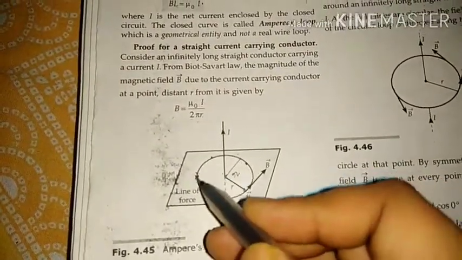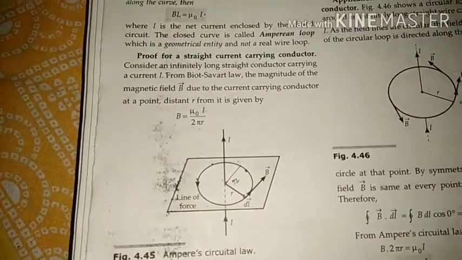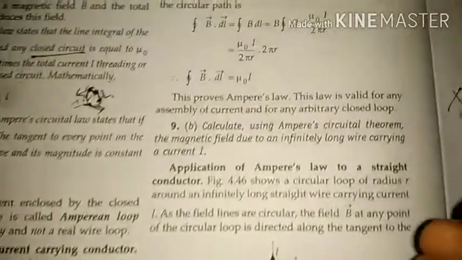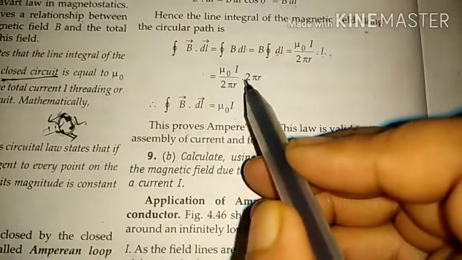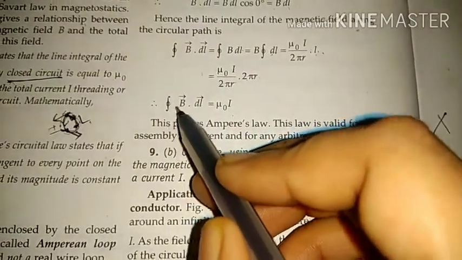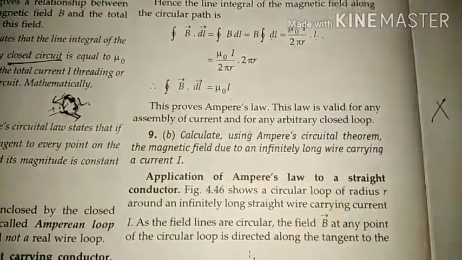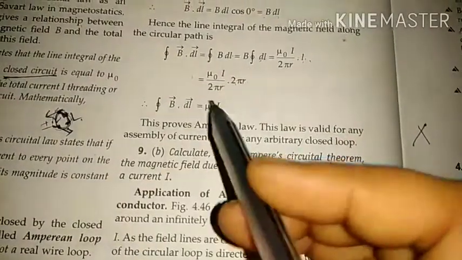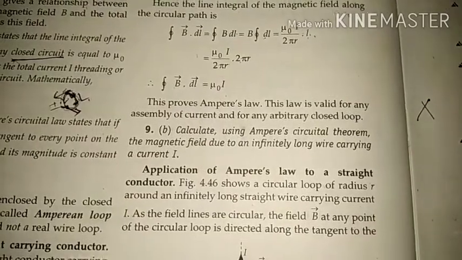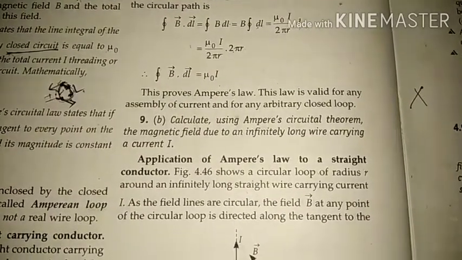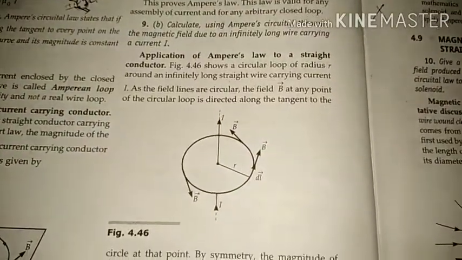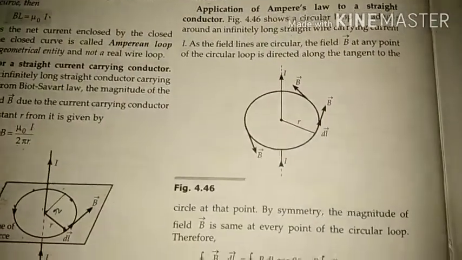L means the total length of this circular loop, that is, the circumference of the loop, which will be 2 pi into r. So in place of L we can put 2 pi r, and the constants cancel. So we get closed integral of B dot dl equals mu 0 into I. This proves Ampere's law. This law is valid for any assembly of current and for any arbitrary closed loop. Keep in mind that it is applicable only for a closed loop.